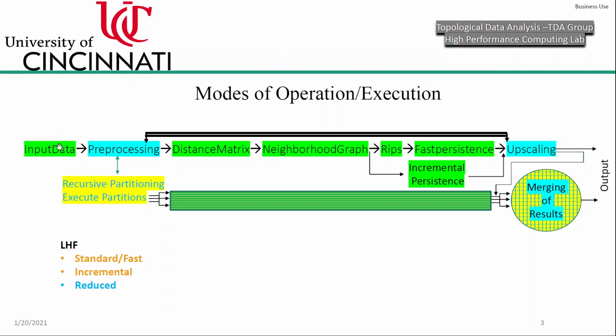So we need input data, so we need to read the file. Then we need to calculate the distance matrix for the data, which is the distance between every possible pair of points, and then we form a neighborhood graph. We look into it, and then we form a Vietoris-Rips complex.